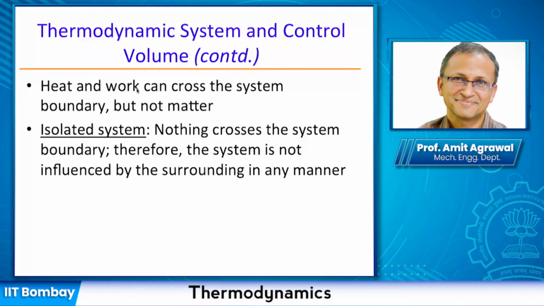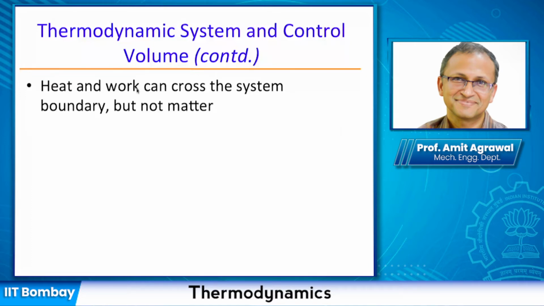The restriction that I have imposed till now, the only restriction, in my system is that the mass will not cross the system. And that is my first type of system. The second system that we will see is where we will let the mass cross the system boundary.